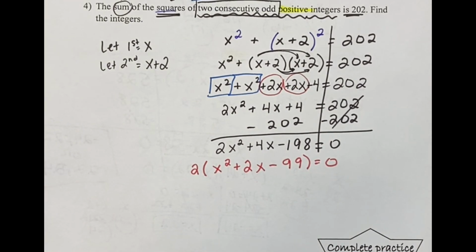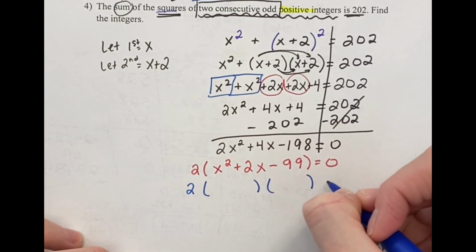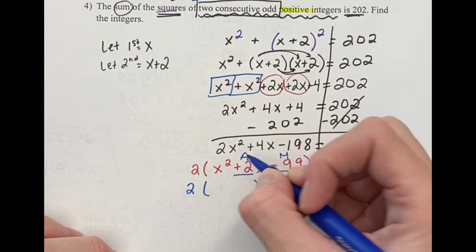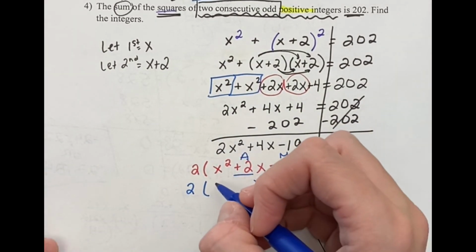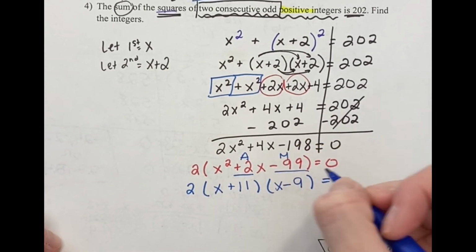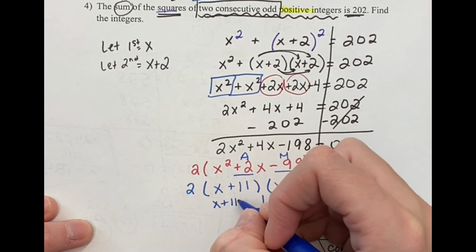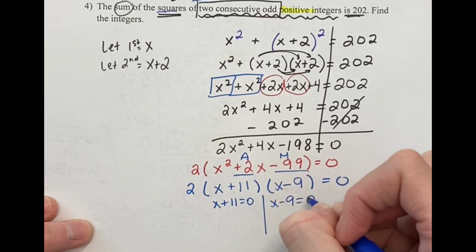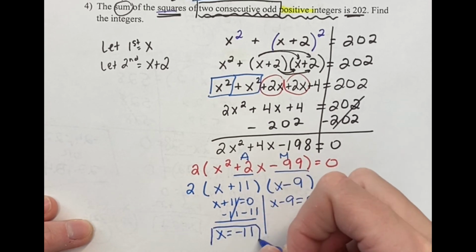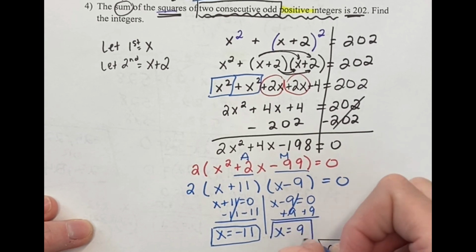Now this is a trinomial that I can factor. So I'm going to bring down my GCF of 2. And then I'm going to set up my two sets of parentheses. So I need to find what multiplies to give me negative 99 and what adds to give me a positive 2. So that would be x plus 11 and x minus 9. Then I'm going to set each of these equal to 0. So x plus 11 equals 0, x minus 9 equals 0, and solve. So I get x equals negative 11. And I get x equals a positive 9.